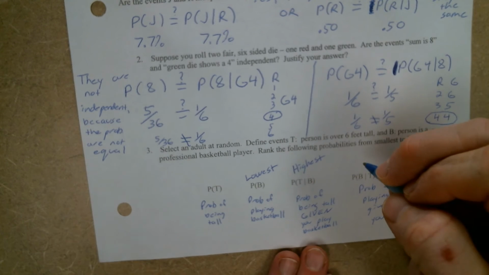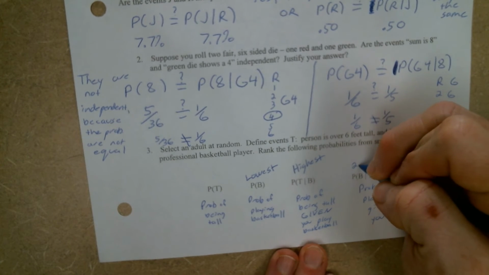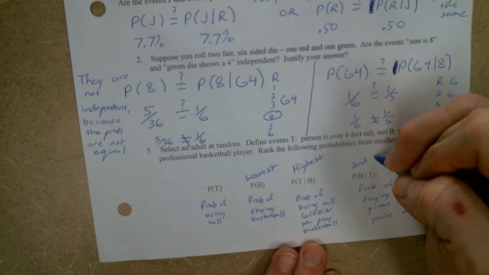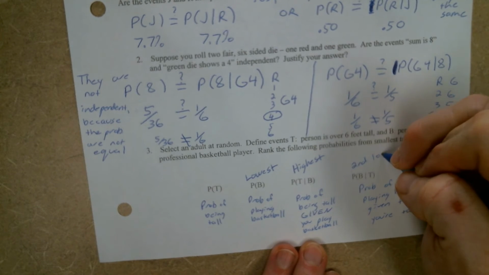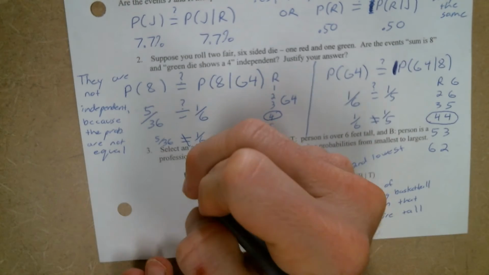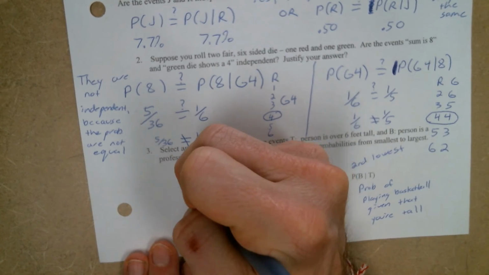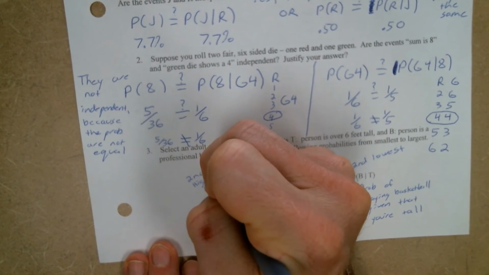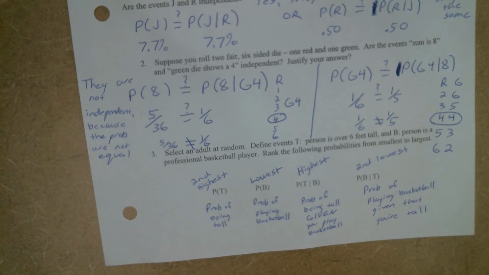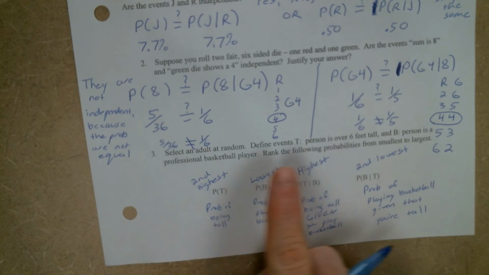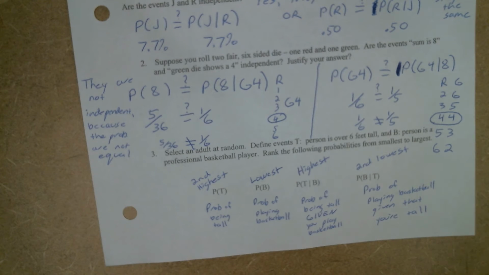So I would say that this right here is probably the second lowest, and this one right here is probably the second highest. But again, it's just about thinking about what they actually mean, and making sure you understand how to read these symbols and interpret what each one is saying. All right, take a look at the back.